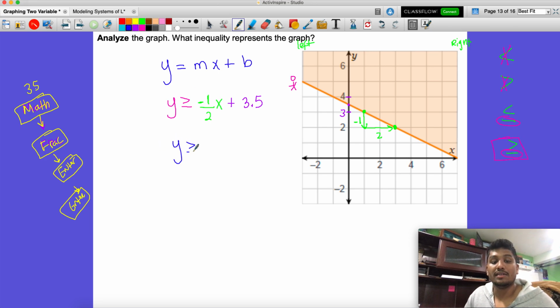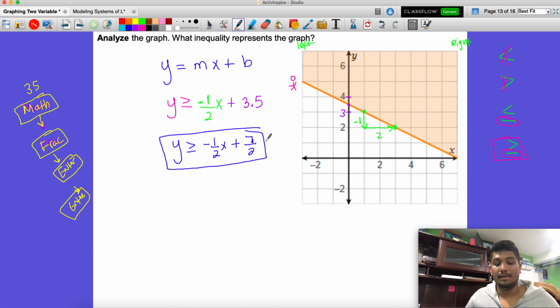So this final thing is going to be negative 1 over 2x plus, now you can totally have 3.5, but they usually write it as a fraction. Since slope is a fraction, it only makes sense that we have this. It doesn't make sense to have a fraction and a decimal, right? It's not uniform.